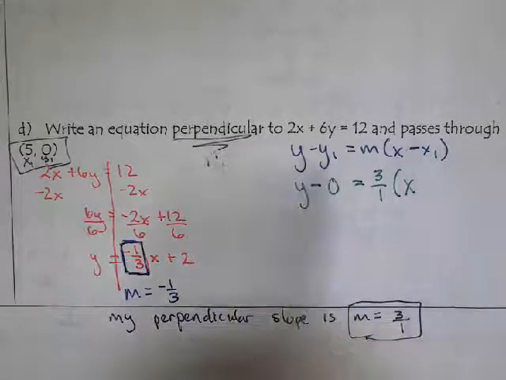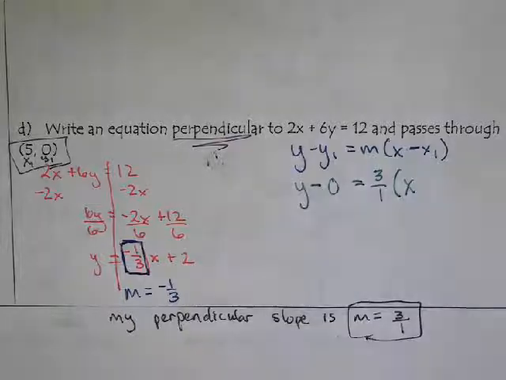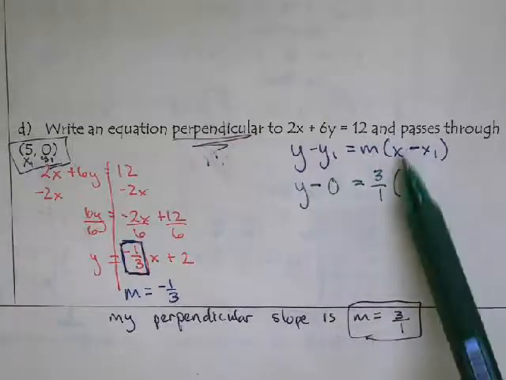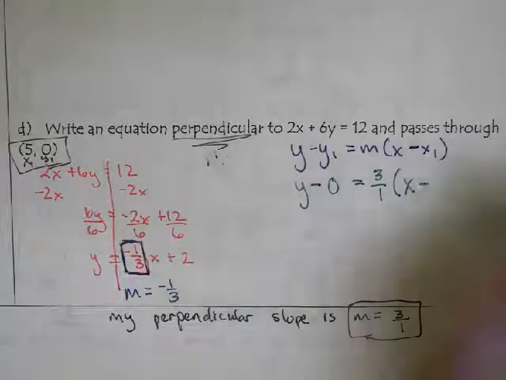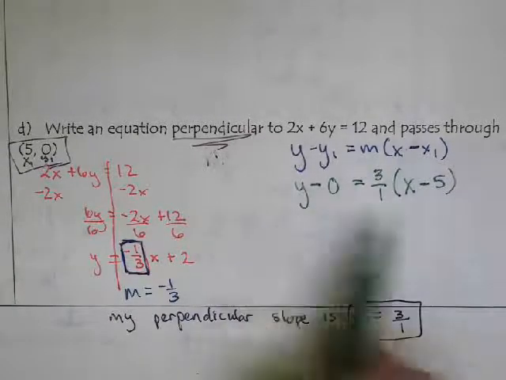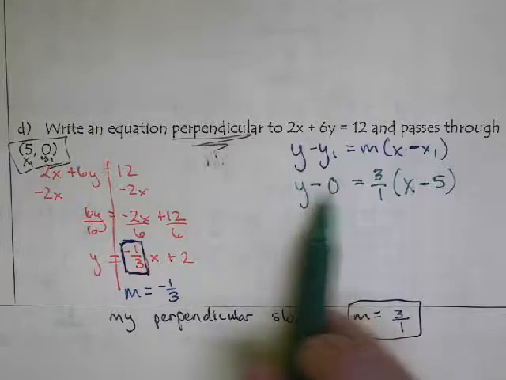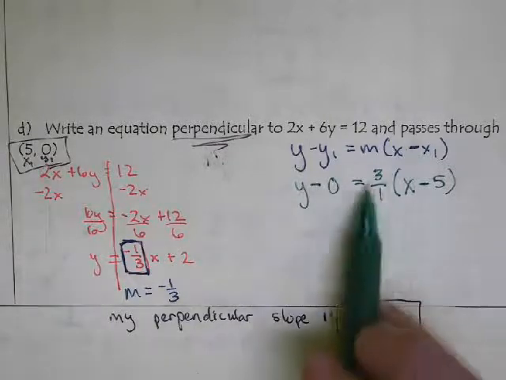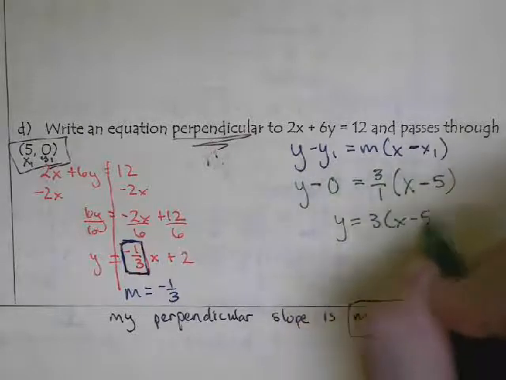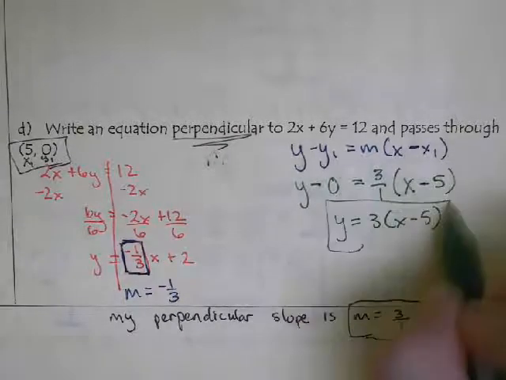y minus y1, which is 0, equals our slope, which is 3 over 1, parentheses x minus x1, which is 5. And then to clean this up, I can get rid of the minus 0 because y minus 0 is still y. And we can turn this into a whole number. So we have y equals 3 times x minus 5. And that is the equation of our line.